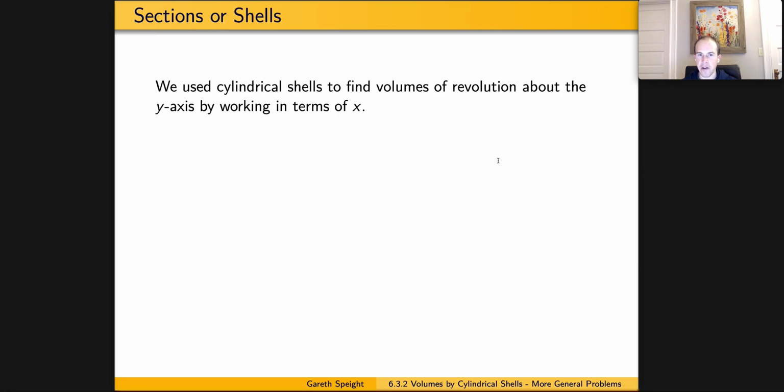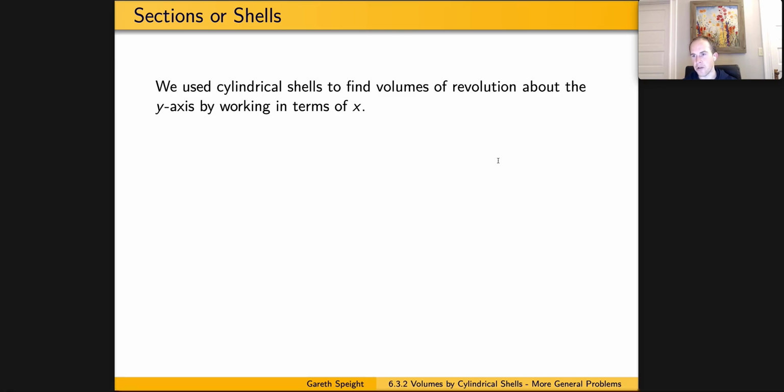Okay, so let's see some more variants. When did we use cylindrical shells? We just used cylindrical shells to find volumes of revolution about the y-axis by working in terms of x. The key point was that we couldn't use slices, or we chose not to use slices, because we didn't want to write x in terms of y.